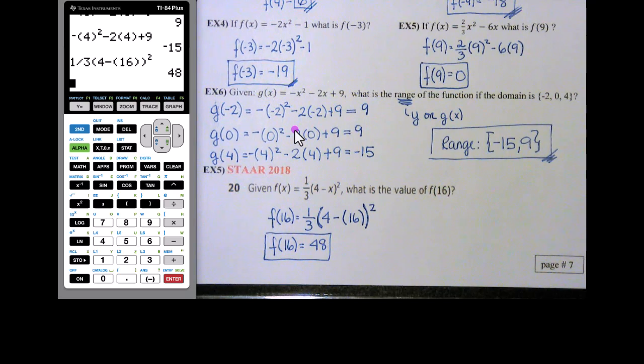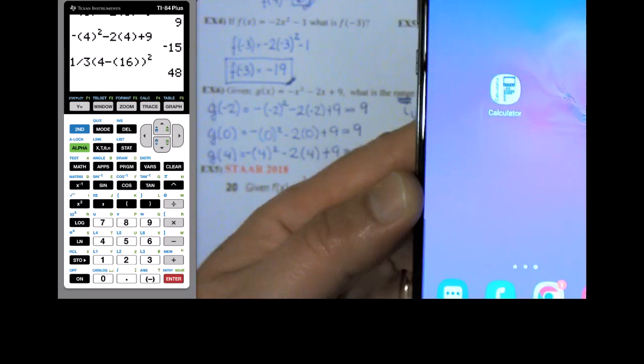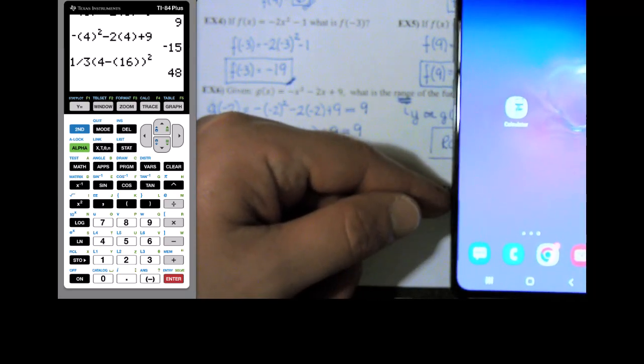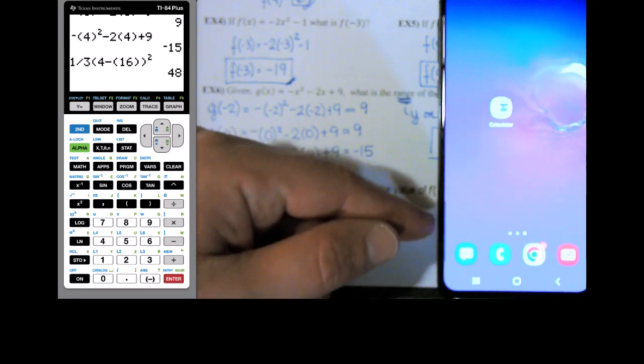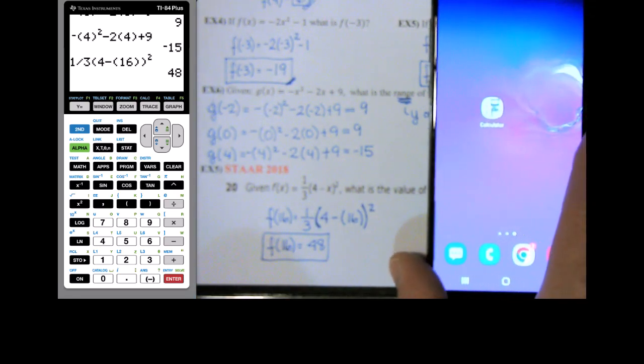Now, what if you don't have a calculator like this at home? That's okay, because there is an app that you can download onto your phone, and that way you can practice at home, and then in class you can use the calculators that we provide. So here I'm going to show you the application. The app is called Calculator. If you search it up on your iPhone or your Android phone, here I have my Android phone, so I'm going to show on my Android.